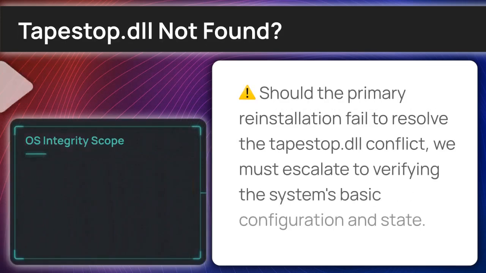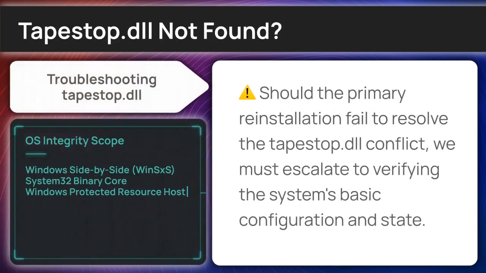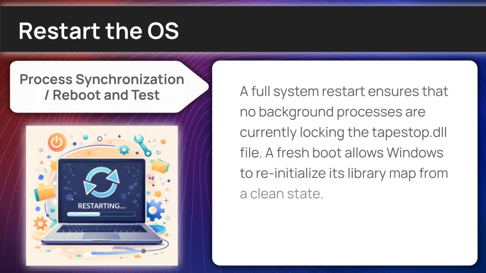When a fresh installer fails to clear the error, it typically points toward a deeper conflict within the Windows execution layer. A quick system restart is a practical way to ensure that all shared libraries, including Tape Stop Effect, are being loaded correctly into the current session's memory.